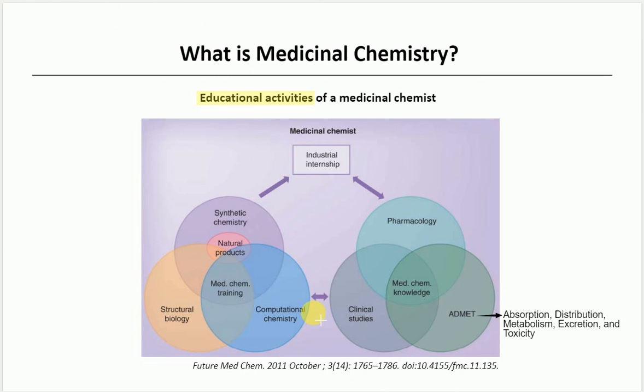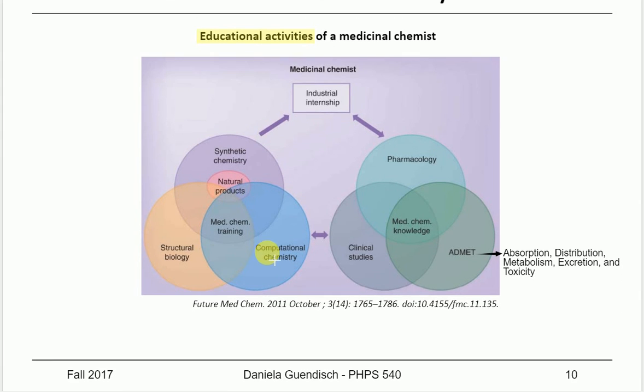Okay, so they also work a little bit with clinical studies, and all of these are part of knowledge that medicinal chemists should know. Part of their training includes computational chemistry, structural biology, synthetic chemistry, and working with, of course, natural products.